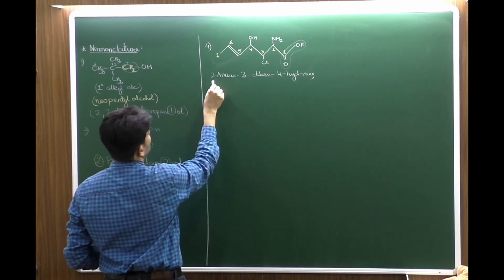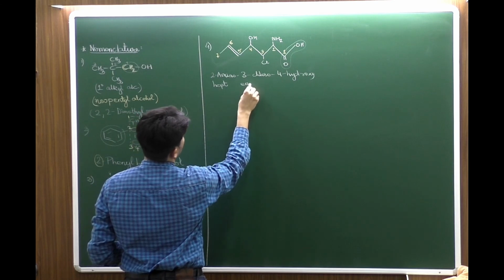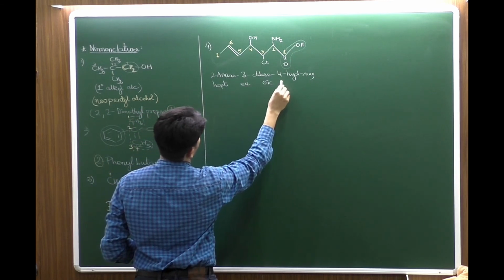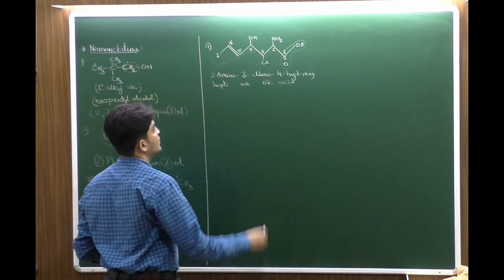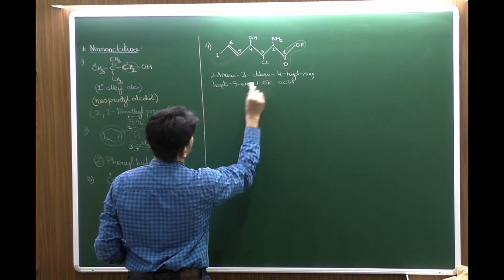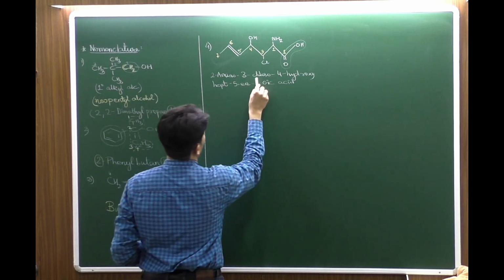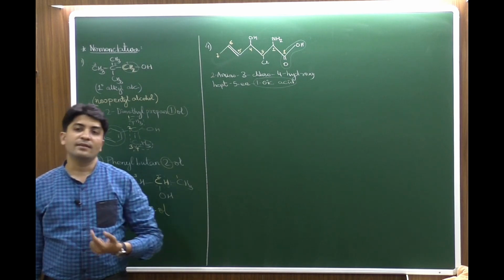Substituents over, the parent is of 7 carbons, so it's hept. For the double bond, ene, and carboxylic acid uses the suffix oic acid. And now fill in the positions. Ene is at the 5th carbon, oic acid is at the 1st carbon. But by default, the oic acid or the carboxylic acids are always going to have 1 as the position.